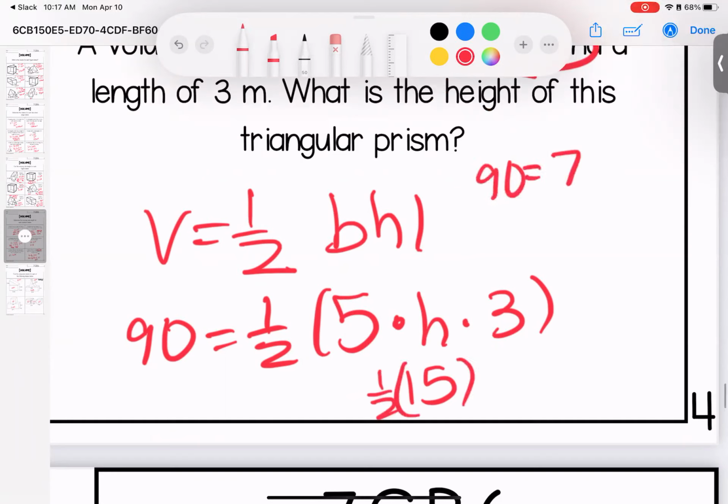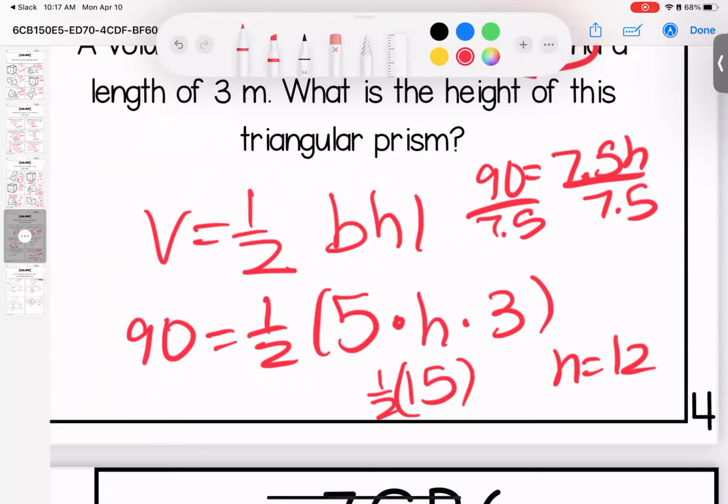So 90 is equal to 7.5 times the height. I'm going to divide both sides by 7.5. 90 divided by 7.5 gives me 12. My missing height is 12.